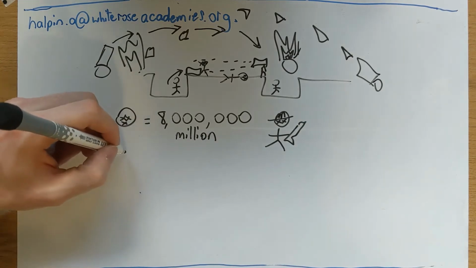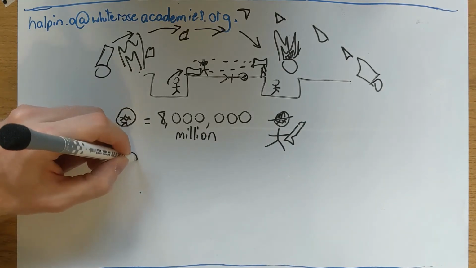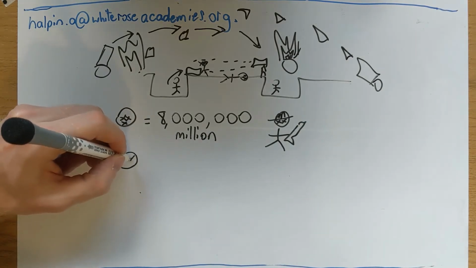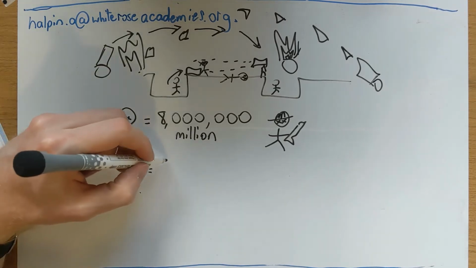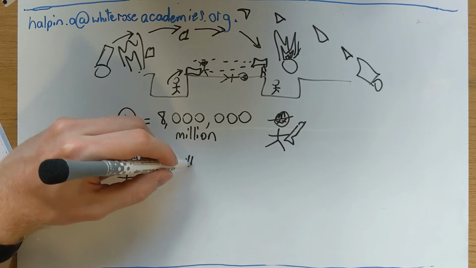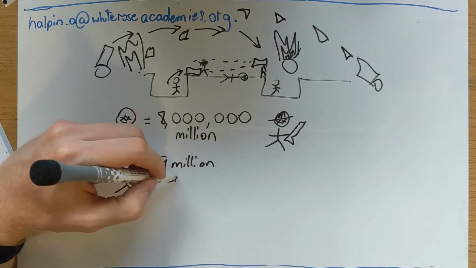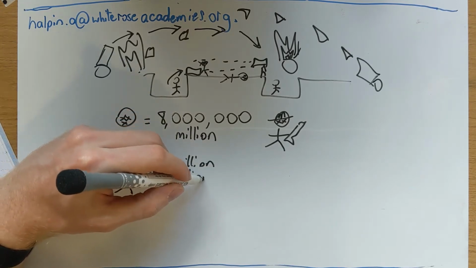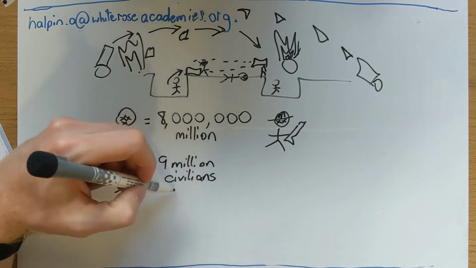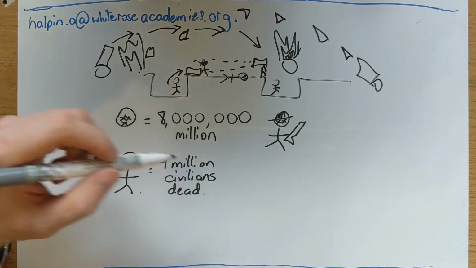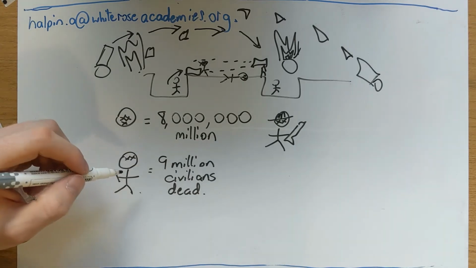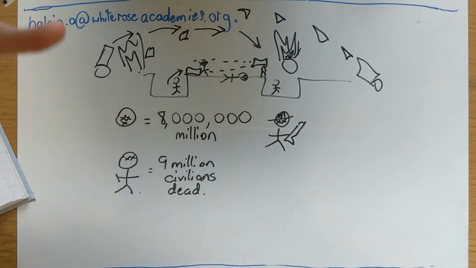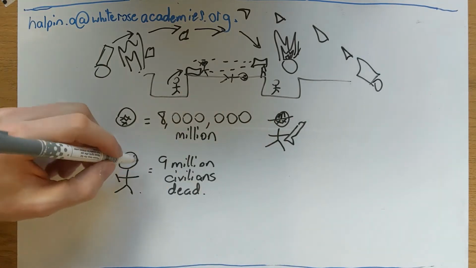In total, we have 9 million. So again, that's 6 zeros. Civilians dead. Now a civilian is someone that isn't in the army or the navy, isn't a soldier. So this is just a normal person.